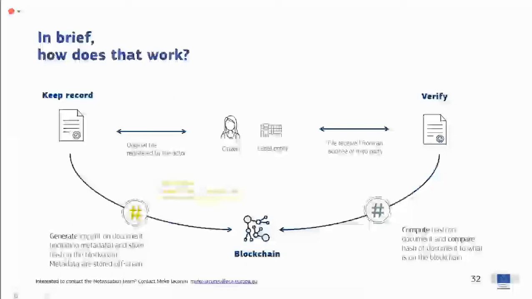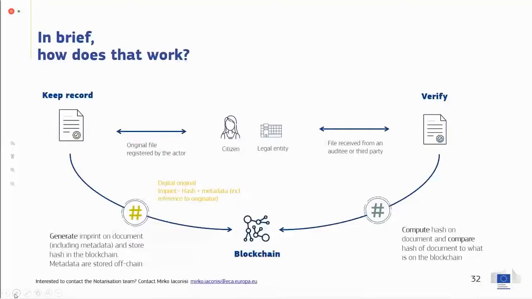We have two key phases. On the left side, you see the record keeping phase, and on the right side, you see the verification phase. In the record keeping phase, the content that is submitted is used to generate the imprint, and this imprint is stored on a blockchain.